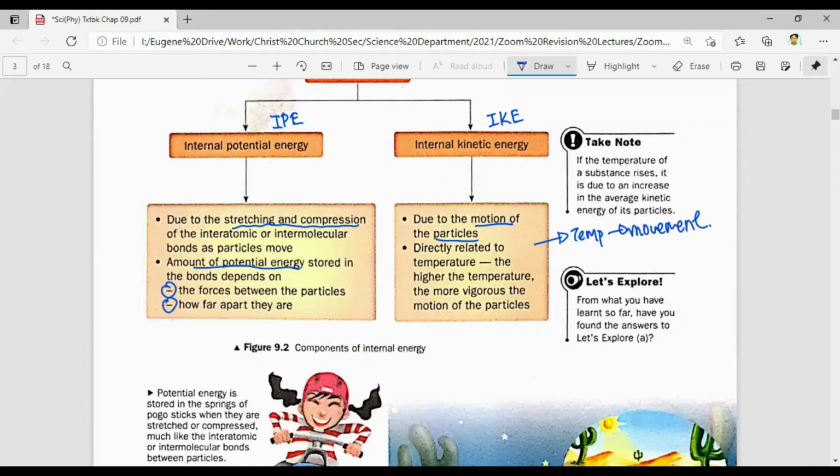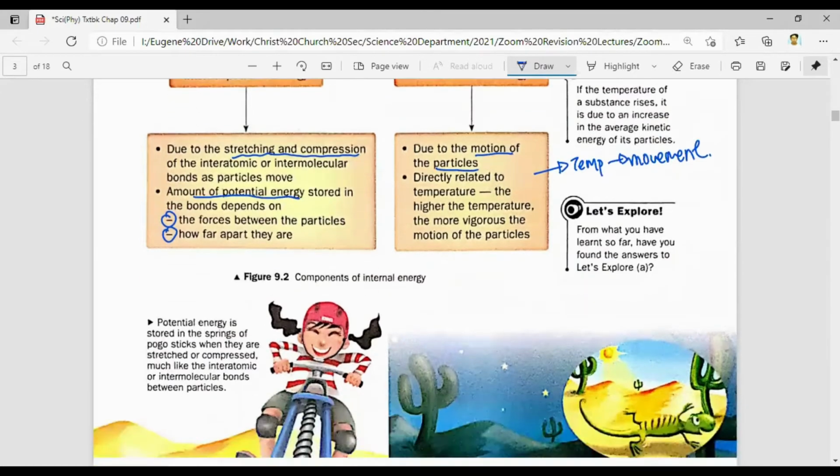Internal potential energy is really linked in terms of the bonds, the forces of attraction and how far apart they are. So do take note of all this.